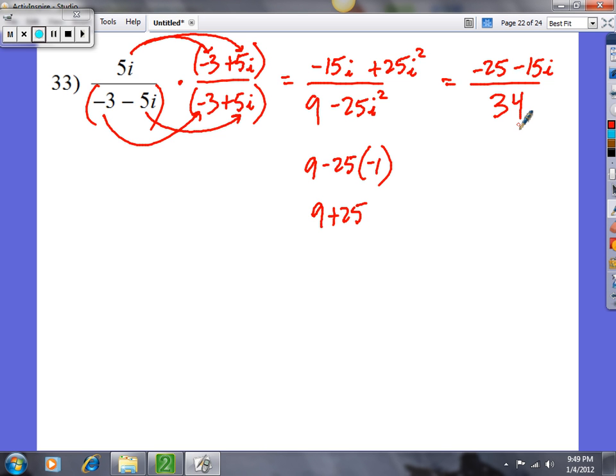Okay. Now, look at your numbers. 25, 15, and 34. Do they have a common factor? Can you simplify them? And I don't think you can. So we're done. We'll call it good right here. This is your answer.